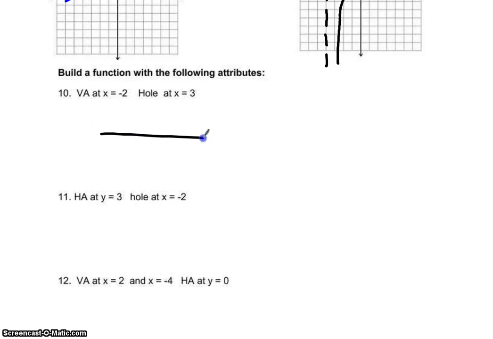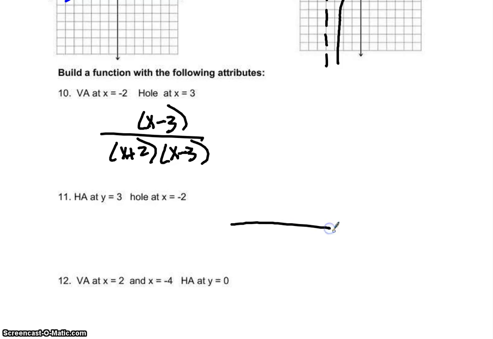So draw your fraction. A vertical asymptote at x equal -2 means x plus 2 has to go in the bottom. And a hole at x equal 3 means x minus 3 has to cancel. So x minus 3 has to go in the top and the bottom. And you're done. I'm not going to make you distribute or anything. You can leave it like that.